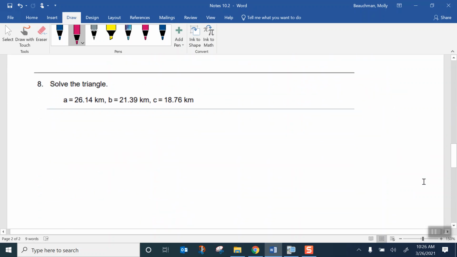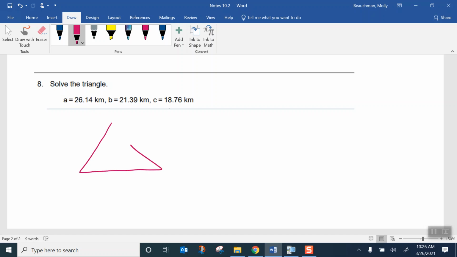All right, next problem. What if you have three sides? We want to solve a triangle where side length a is 26.14. Draw your triangle, label your angles A, B, C. The side opposite angle A is 26.14, and these are all measured in kilometers. The side opposite angle B is 21.39, and opposite angle C is 18.76.